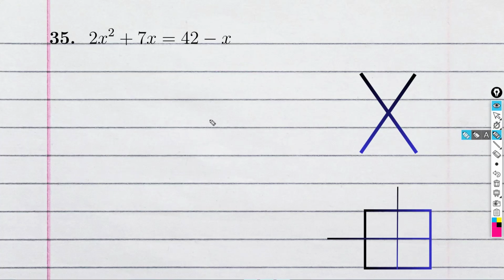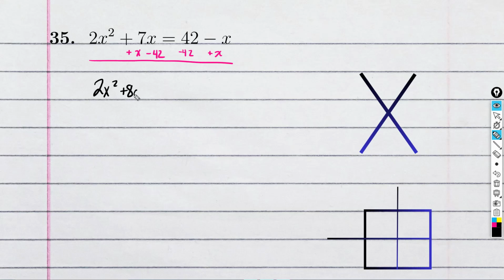So on this one, we still have to get the 42 and the x to the left-hand side before we can start working with it. So we add the x and subtract the 42. When we do that, we end up with 2x squared plus 8x minus 42 is equal to 0.